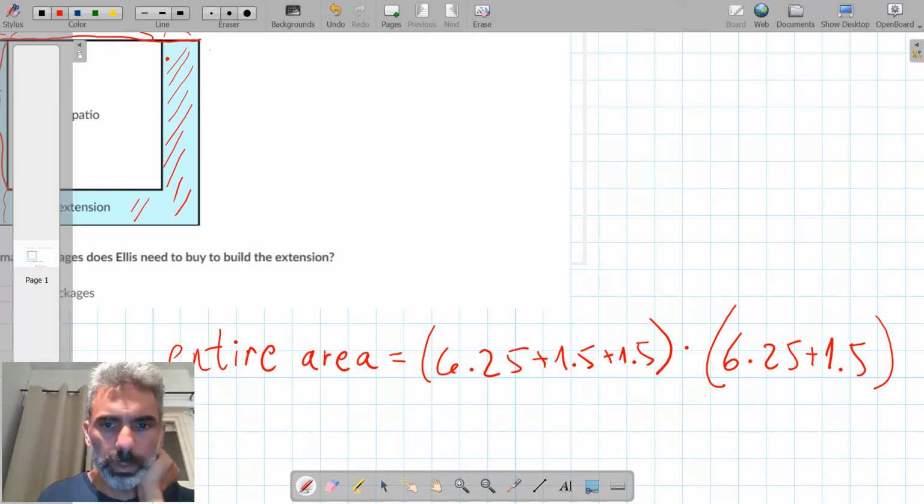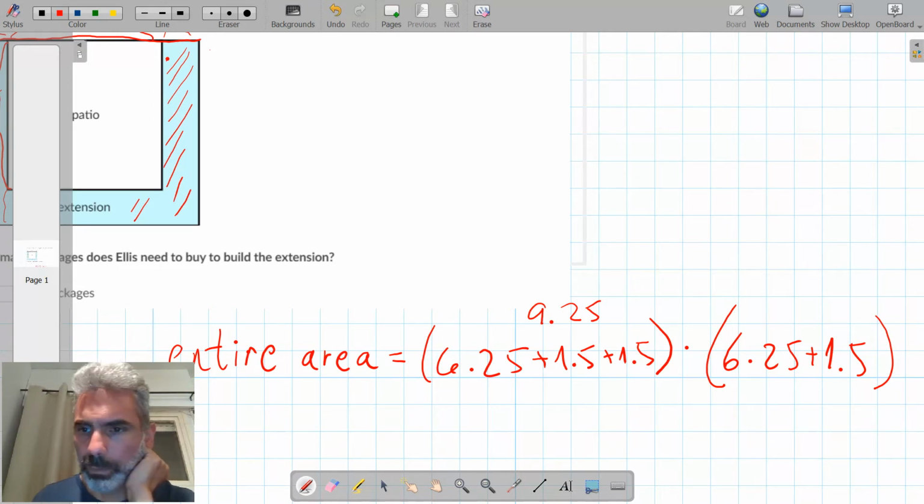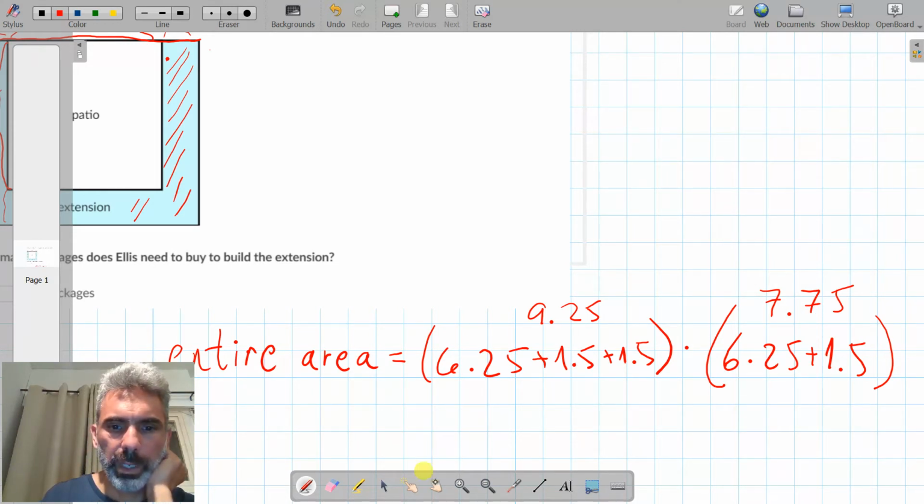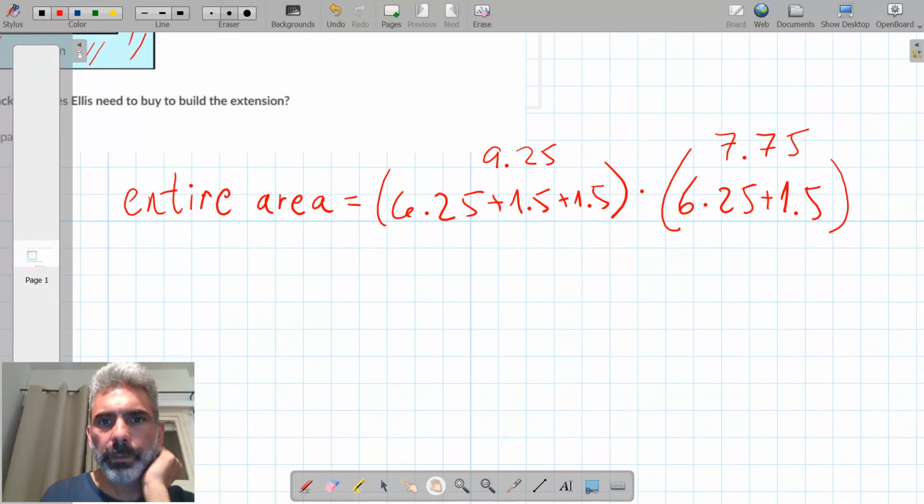Okay, so this parenthesis here is 9.25, sorry. 6.25 plus 3 is 9.25, and 6.25 plus 1.5 is 7.75. Okay? Because 0.25 plus 0.5 is 0.75, and 6 plus 1 is 7. So now I need to multiply 9.25 times 7.75.